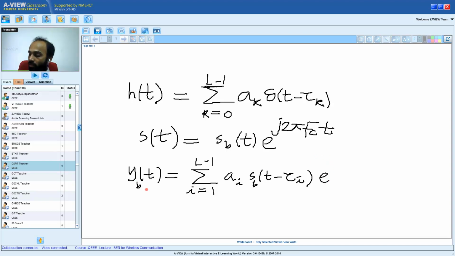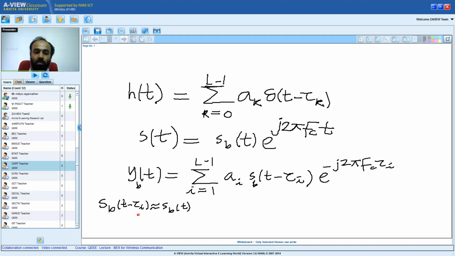I'm writing it for the baseband system model. What is the baseband signal, y_b(t)? That is what I'm asking. e power minus j2π f_c tau. And remember, we use the narrowband approximation. What is the simplification after using the narrowband approximation? s_b(t minus tau_i) is approximately equal to s_b(t).